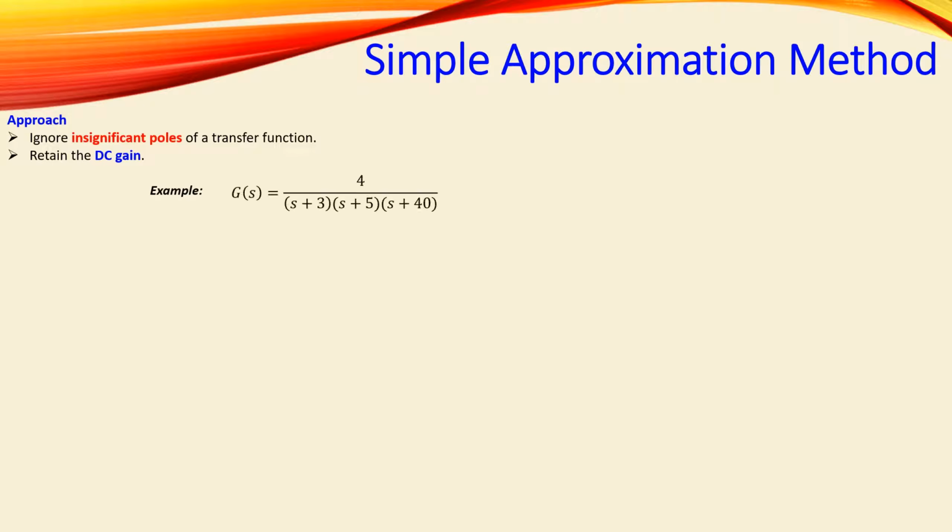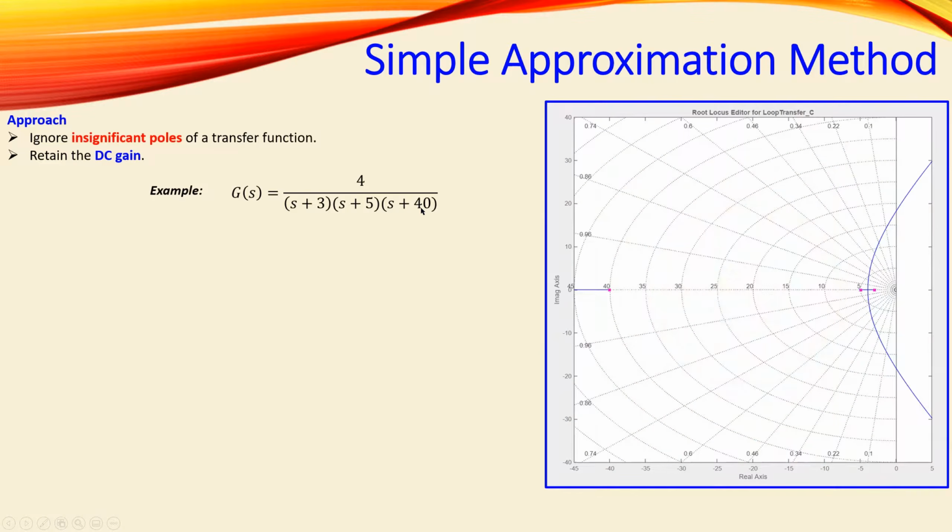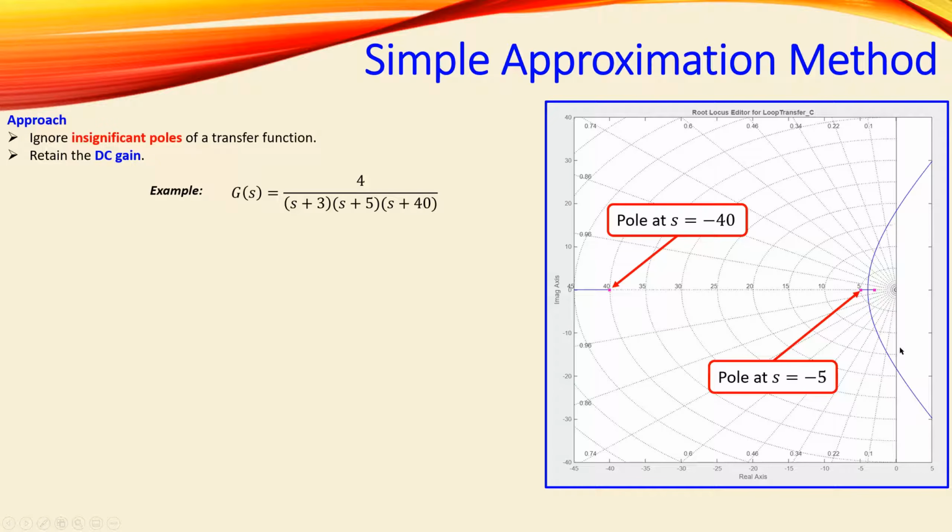We have the following transfer function given, which is a third order system, has a pole at -3, -5 and also -40. You can also see that in this root locus plot, which shows you the poles of the system in a unity gain feedback configuration. So what you see is you have the pole at -40 here, which is far away, and you have also two other poles which are very close to the vertical axis, -5 and also -3.